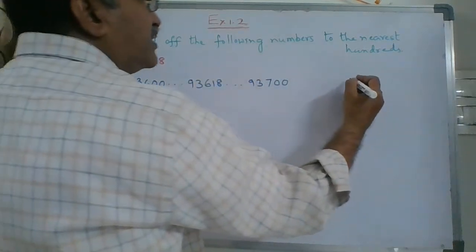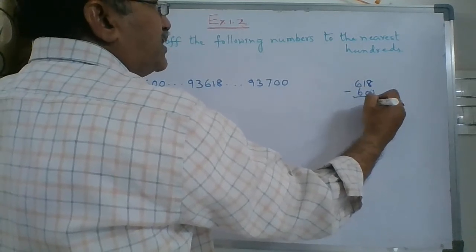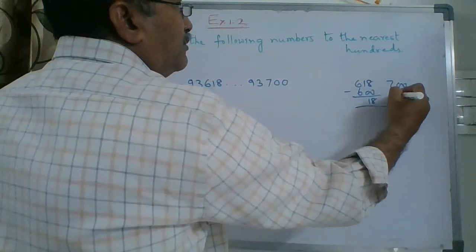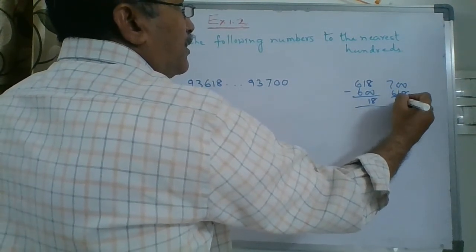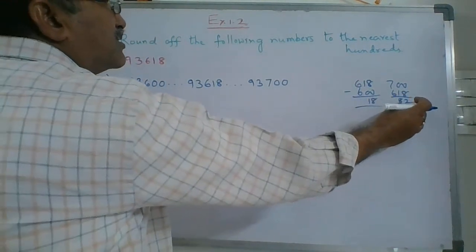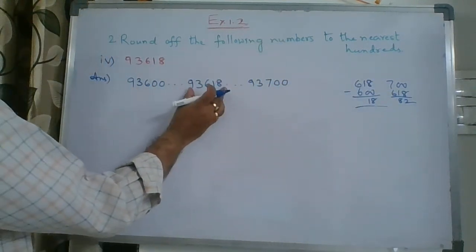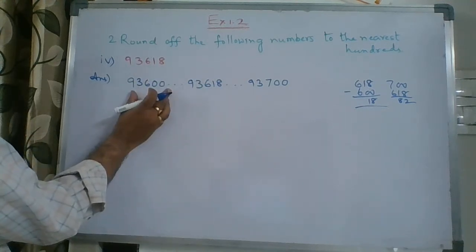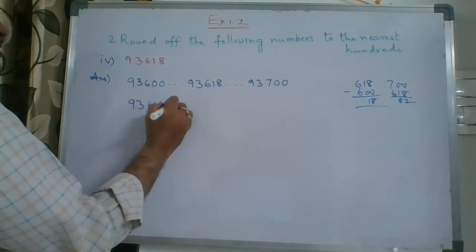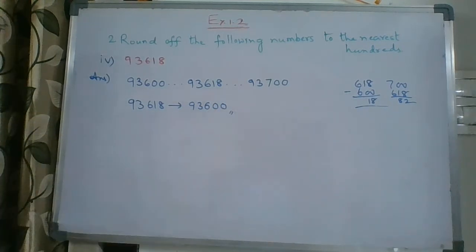Now find the difference between these two and these two. 93,618 means 618 minus 600. It is how much? 18. Whereas this one, 700 minus 618. So which is greater? This is greater. Which is smaller? 18 is a smaller number. Therefore 93,618 is nearer to 93,600. Therefore we have to round off 93,618 to 93,600. Understood? Write down.